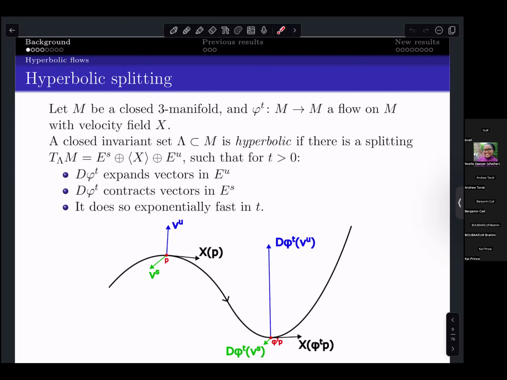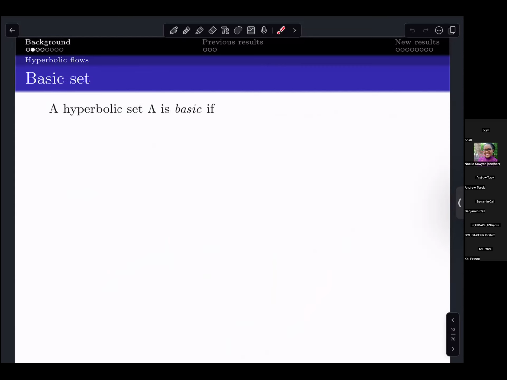The reason these hyperbolic sets are supposed to have chaotic dynamics is because when you have this expansion and contraction, it means you have very sensitive dependence on initial conditions, right? If I pick a point very near my point P, it could exponentially diverge in orbit. It could exponentially converge as well. So there are two different types of behavior going on. There's something else we ask for a hyperbolic flow. We want our set to be basic, which means the dynamics is transitive, there's a dense orbit.